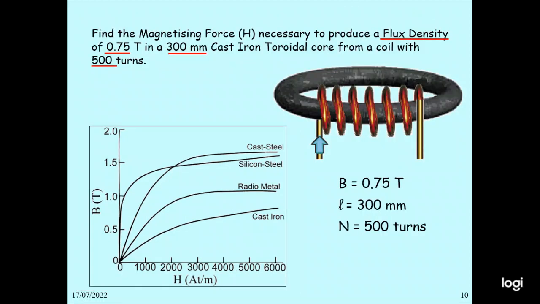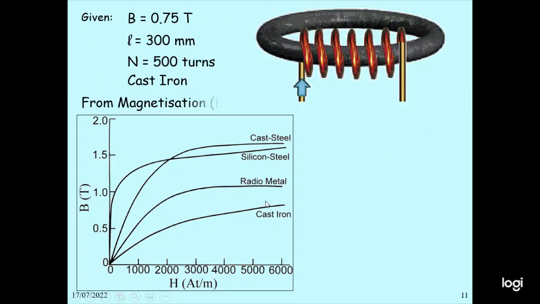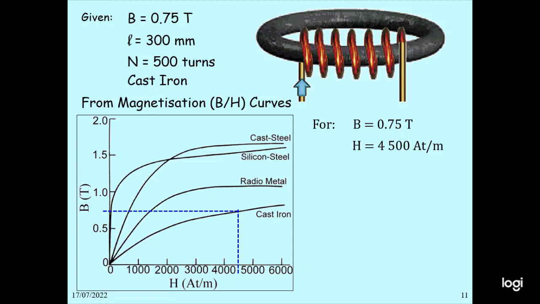We also have to find the magnetizing force H necessary to produce a flux density of 0.75 Tesla in a 300 millimeter cast iron toroidal core for a coil with 500 turns. So in this case, we use cast iron, so we have to find the cast iron characteristic. For B of 0.75 Tesla, you find out H will be 4,500 ampere turns per meter.